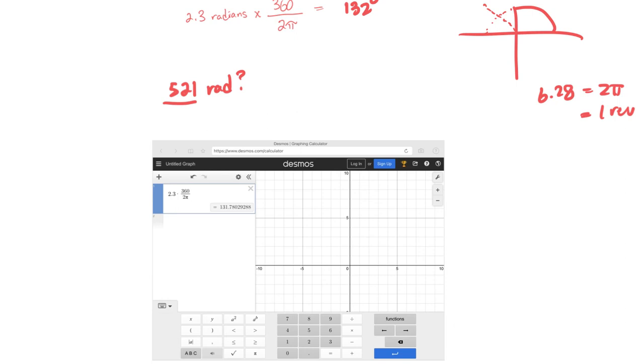Okay, another question that they might give you, how about 521 radians? Where is that? Well, I know that 6.28 radians, or 2 pi, is the same as one revolution. So if they give me 521, that's like going around the circle a ton of times. What you can do in decimals or a calculator is to figure out how many times you're going around and then how much of another revolution you're doing. So I'm going to type out 521 and I'll divide it by 2 pi.